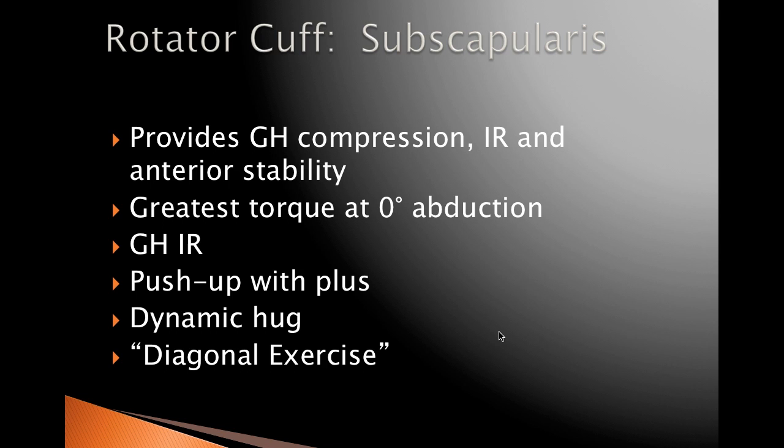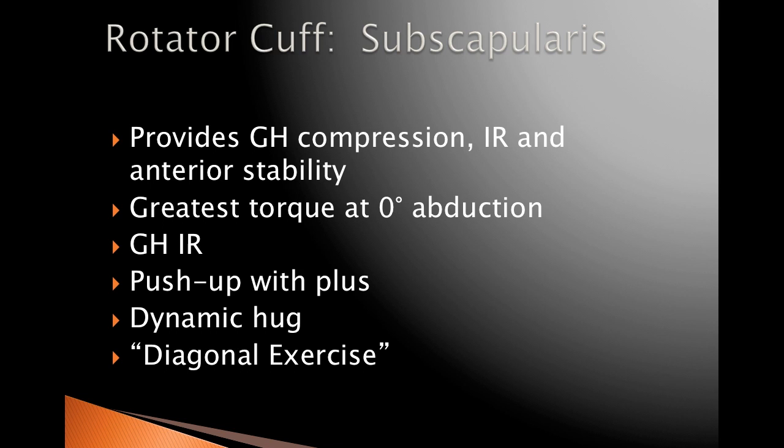Okay, let's talk a little bit about the internal rotators, the subscapularis. It provides glenohumeral compression. It's responsible for internal rotation and some anterior stability. It creates the greatest torque at 0 degrees of abduction with the arm by the side.